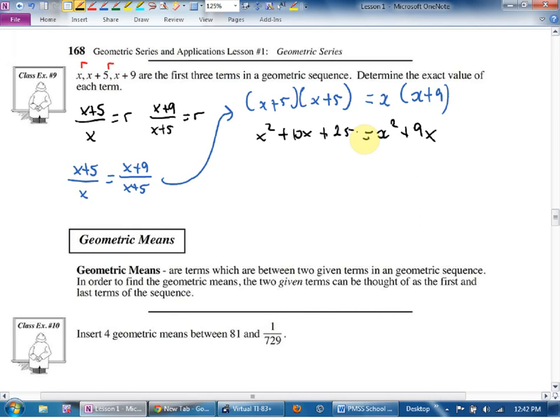I thought I might have two values for x and two possible r's that worked. I like that question. But here, the x squareds cancel. In fact, I have 10x plus 25 equals 9x. I'm going to minus 10x from both sides. I get 25 equals negative x. I think x equals negative 25.